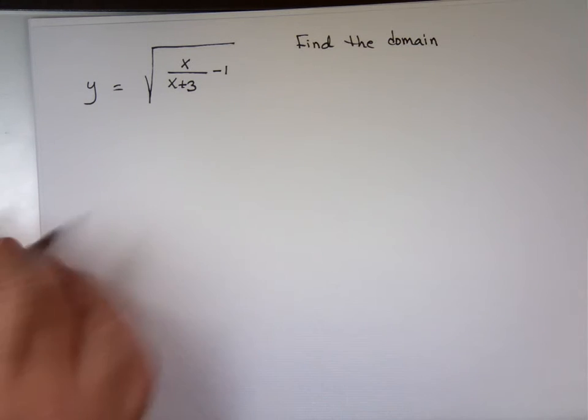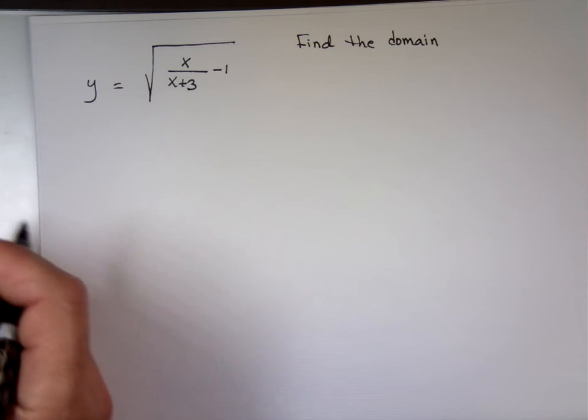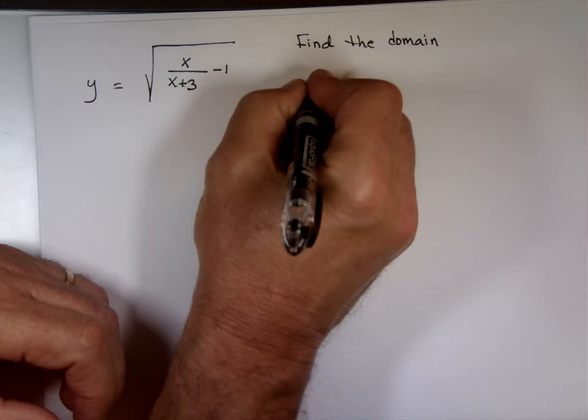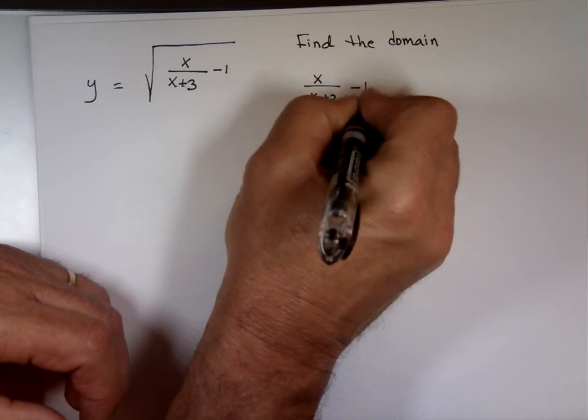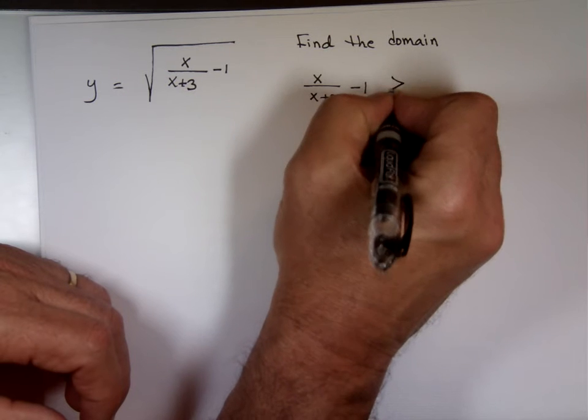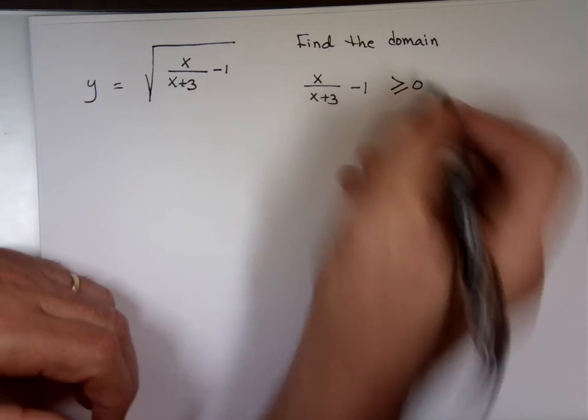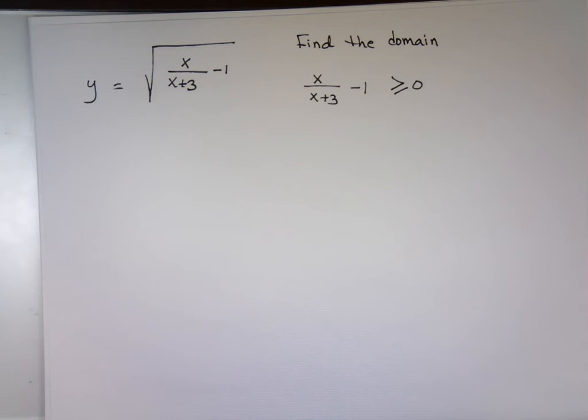Well, when you look at that, that tells me what? I need to make sure x over x plus 3 minus 1 has to be what? Greater than or equal to 0. You can't take the square root of a negative number. You can do the square root of 0. You can do the square root of a positive number, but not a negative number. So solve that one. That's a nonlinear inequality.